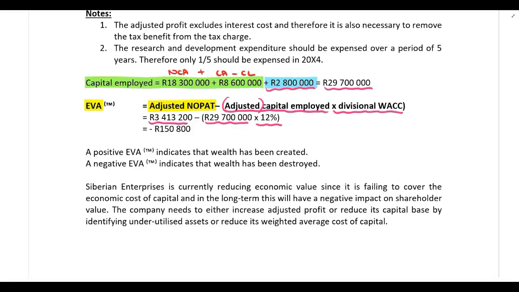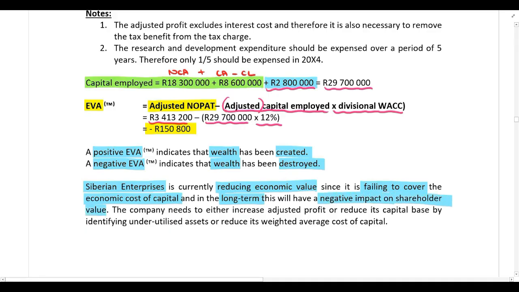So you can see we have a negative EVA. Please remember, a positive EVA means that wealth has been created. On the other hand, a negative EVA means that wealth has been destroyed. So Siberian Enterprises is currently reducing economic value as they are failing to cover the economic cost of capital, and in the long term, this will have a negative impact on shareholder value.